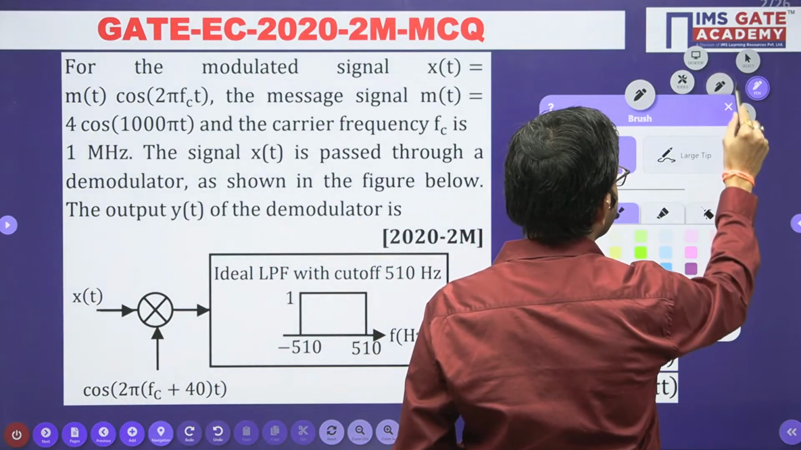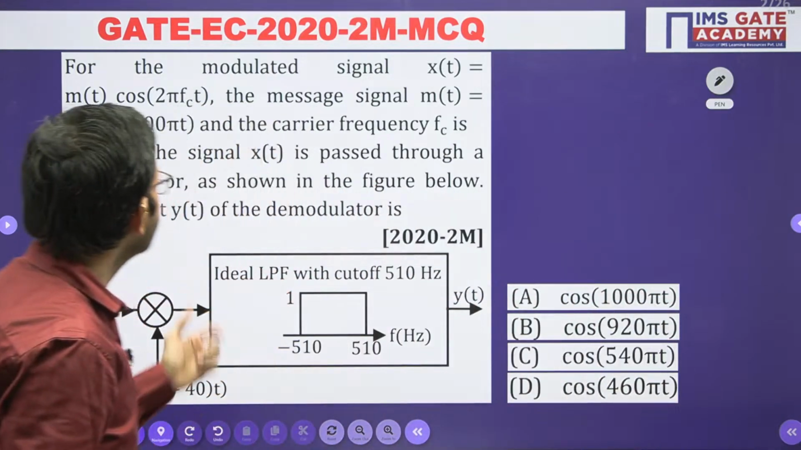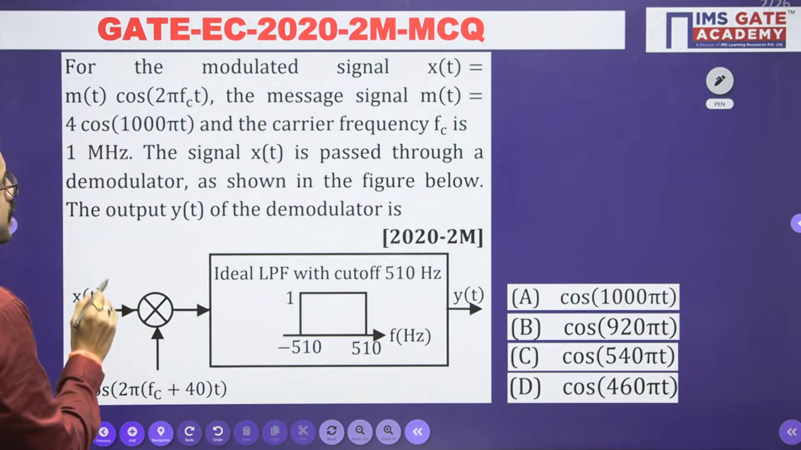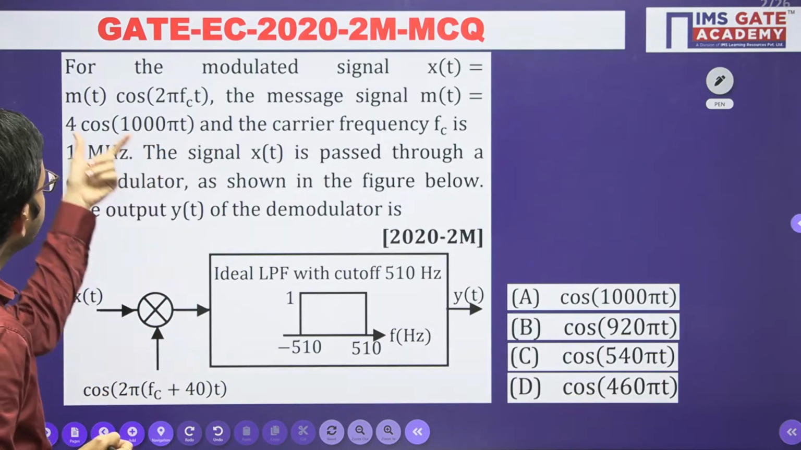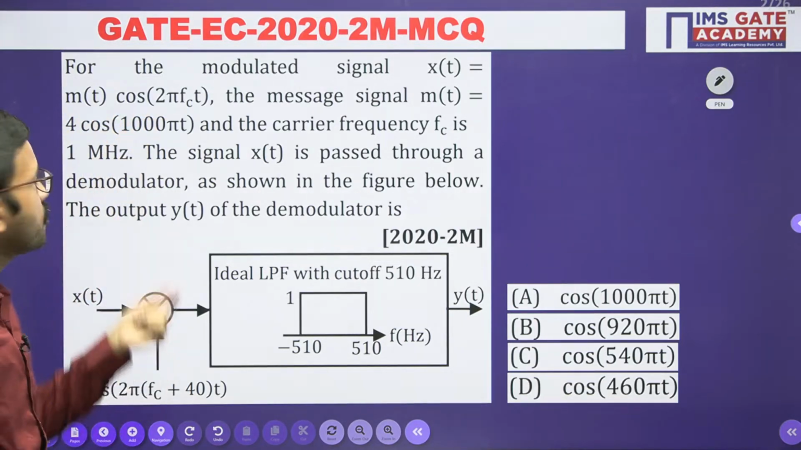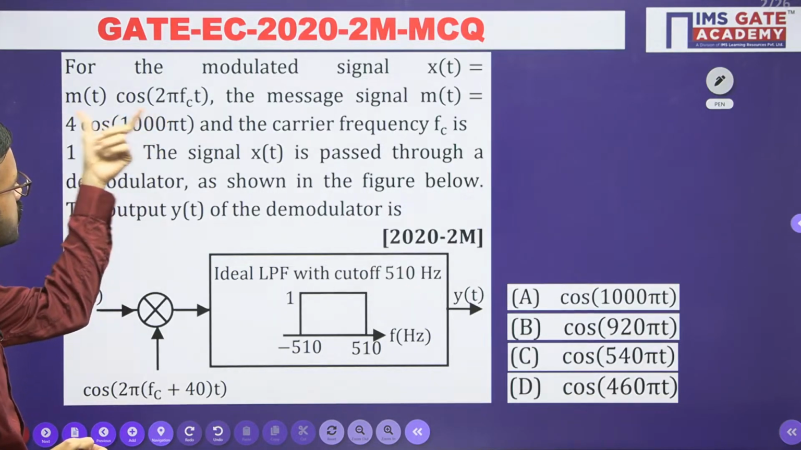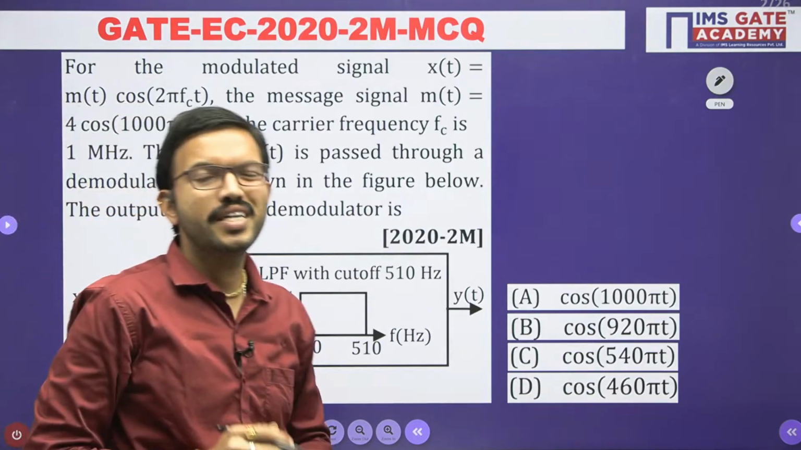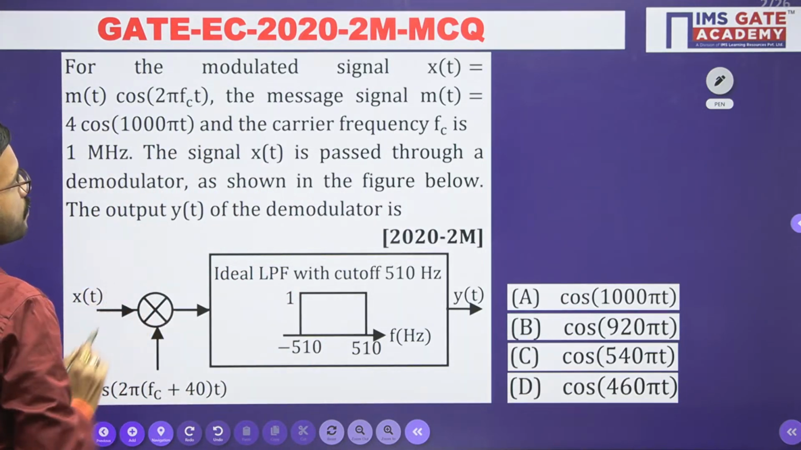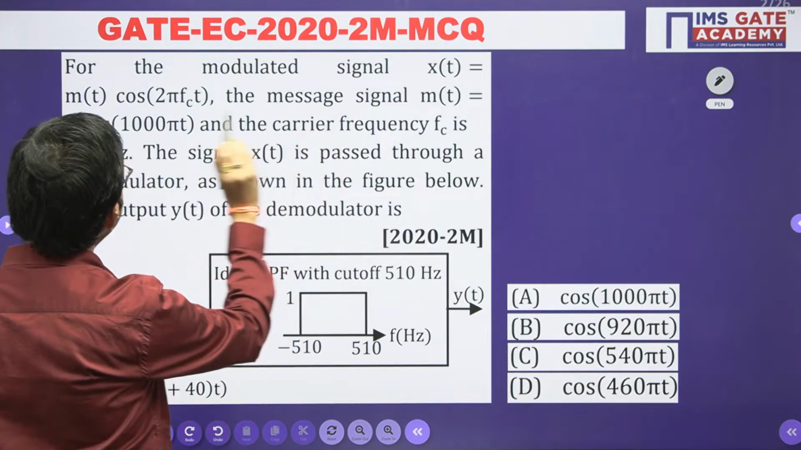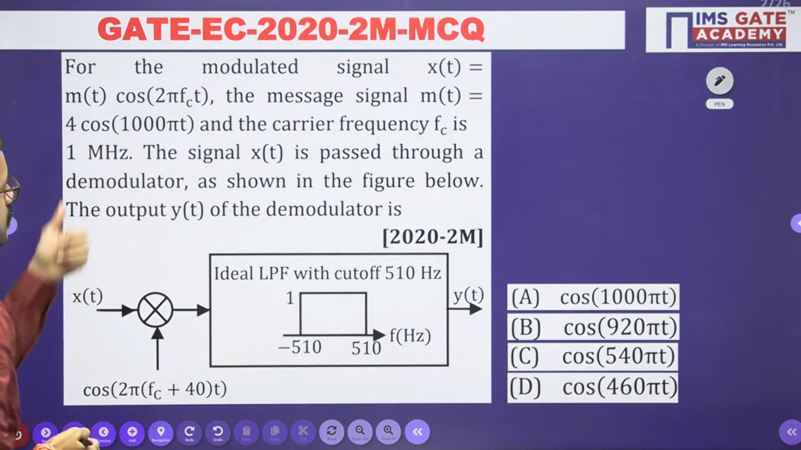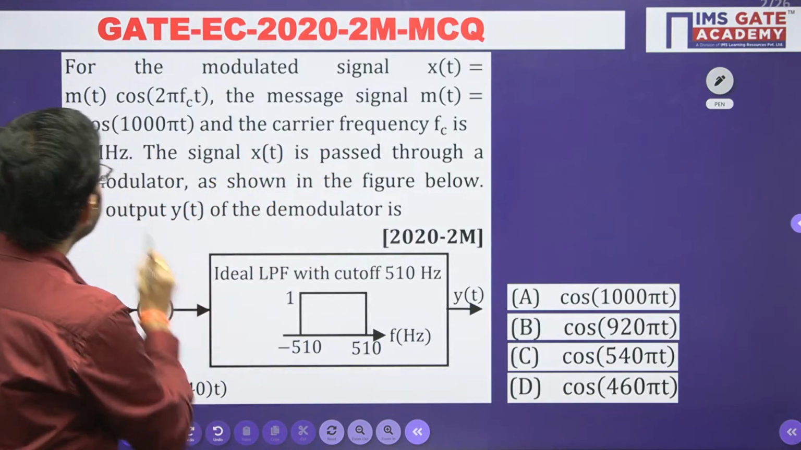First, let us read the question. For the modulated signal x of t, they have given m of t into cos 2 pi fc t. So this is nothing but a DSBSC signal. You have the message signal and the carrier signal, and the product of those two signals is the DSBSC signal. That signal is given as one of the inputs for the multiplier. The message signal is m of t equal to 4 cos 1000 pi t, and the carrier frequency is 1 megahertz.